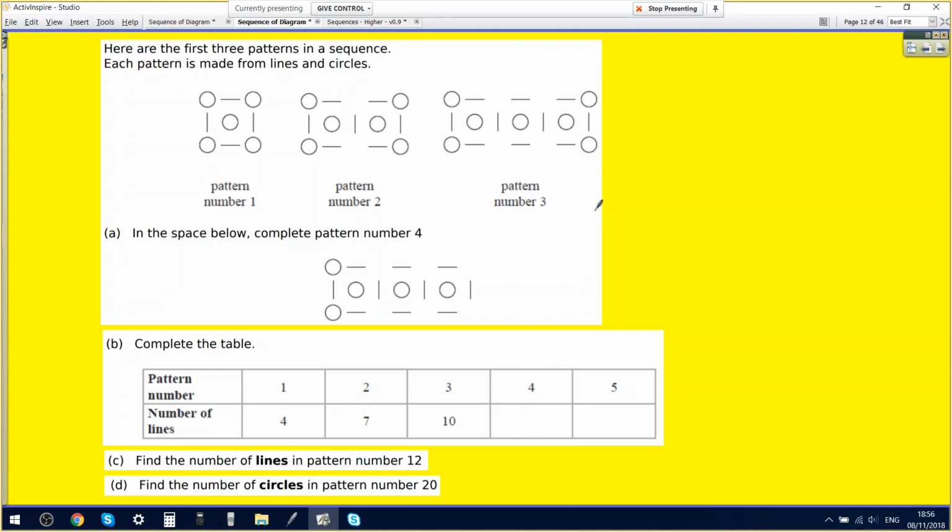Part B, fill in the blanks. 13 and 16. Yeah. So this is the number of lines. Any idea how you can find the number of lines in pattern 12? Find the nth term. Yep.